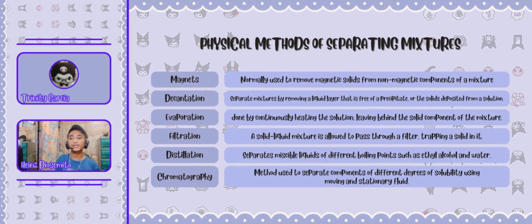There are different physical methods of separating mixtures, like magnets, which is the separation of magnetic solids from the non-magnetic components in the mixture. Decantation is the usage of precipitation, which is the settling down of liquids or solids. Evaporation is the continuous heating of the solution, so it will only leave behind the ones that you cannot boil. Filtration, on the other hand, is the filtration through size. The bigger particles are left, but the smaller particles are let through.